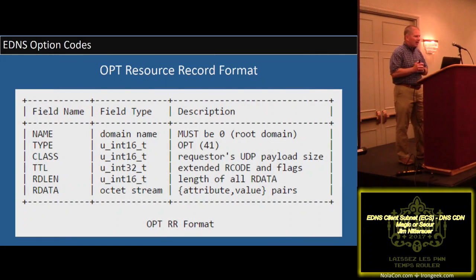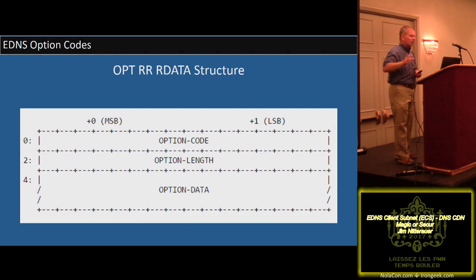Go forward. The option resource record format is this. If you look at the record, it's got a name. The name always has to be the root domain. Don't ask me why, but that's just the way they set it up. The part that's interesting is the very last field, the RDATA octet stream. That's where these name value pairs, the 65,535 different options, could go in this record stream as a name value pair. So here's the structure of what goes in that name value pair area. And you'll see that there's an option code, which is the number.